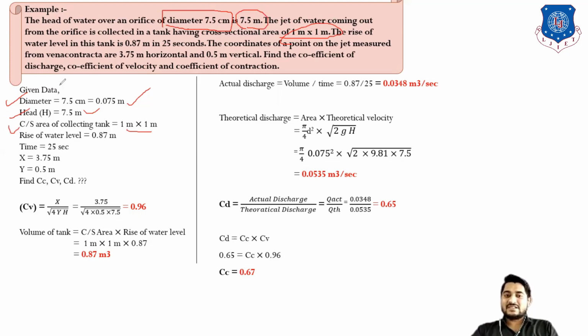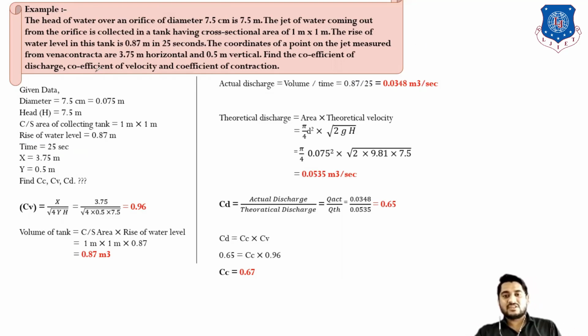In that collecting tank, the rise of the water level is 0.87 meter in 25 seconds. So time is equal to 25 seconds. Coordinates of a point on the jet are measured from the orifice. So in the orifice meter, the liquid is flowing to the collecting tank. For that jet, the dimension in the horizontal x direction is x equal to 3.75 meter, and in the y direction 0.5 meter. Clear? So there is so much data. We have to find the value of CD, CV and CC. All the three coefficients we have to find.